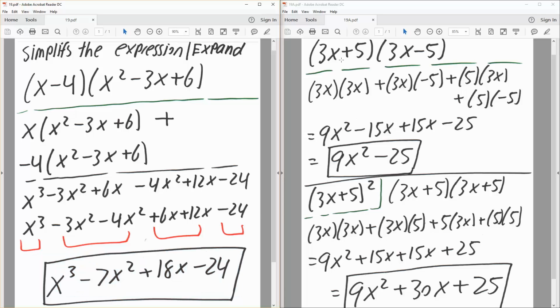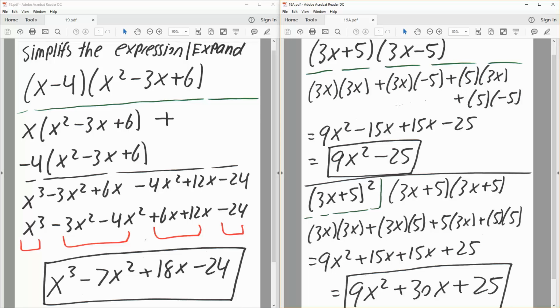Next, we will do 3x plus 5 times 3x minus 5. And for this one, we will do it slightly differently. We will take the 3x here times this 3x. 3x times 3x plus 3x times -5 plus 5 times 3x. Next is plus 5 times -5. And so we have 4 items. This, this, this, and this.